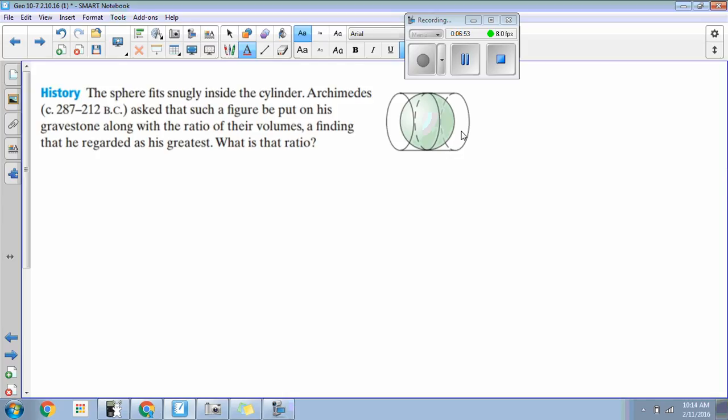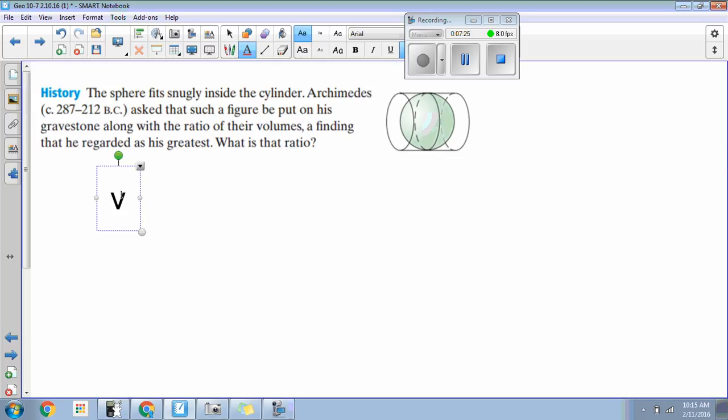So let's see if we can figure out the two numbers. We've got a cylinder with a sphere fitting snugly inside it. So obviously they have the same radius. But the other key thing you've got to see is that the height of the cylinder is going to be the diameter of the sphere. We're assuming that it fits snugly on left, right, and top, bottom here. So if we look at those formulas, we can figure it out.